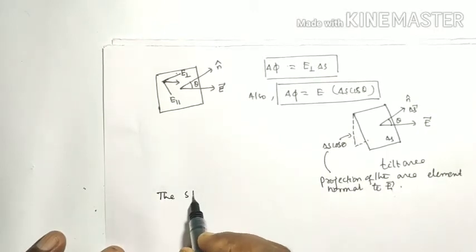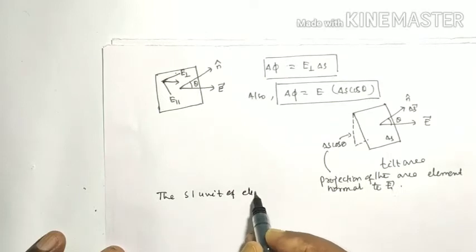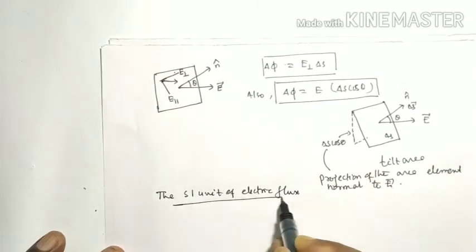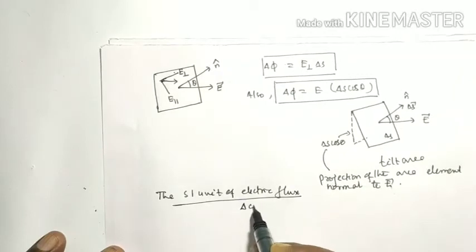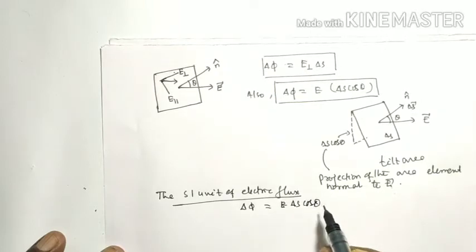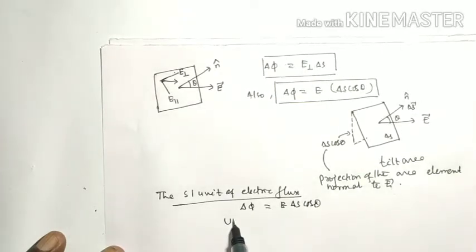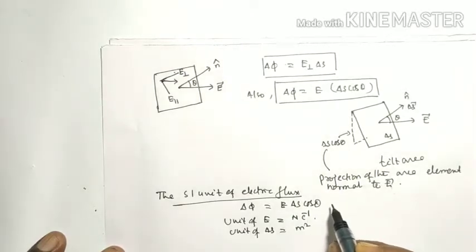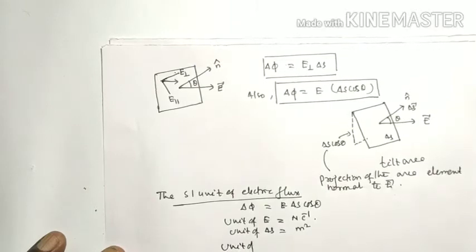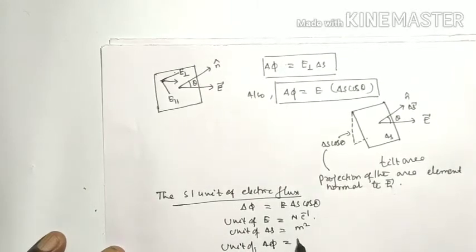The SI unit of electric flux delta phi, that is E into delta S cos theta. So unit of electric field intensity, that is Newton per coulomb, F by Q, that is Newton per coulomb. Unit of area delta S is square meter, and cos theta gives unitless, that number. So unit of delta phi is equal to Newton square meter per coulomb.